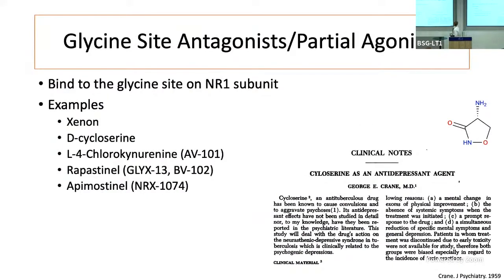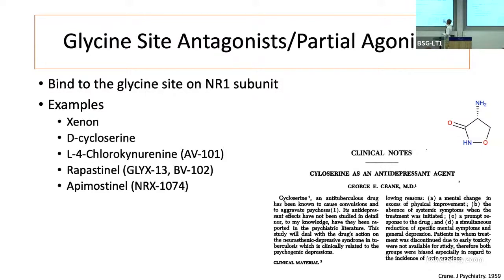Finally, we have the glycine site antagonists or partial agonists. These are probably the most complicated because of the partial agonism thing. What that means is, sometimes these drugs are called mixed agonist antagonists, and they're context dependent. In some cases, they can stimulate the receptor, and in other cases, they can inhibit. And that makes them complicated. So I certainly don't have time to get into that complexity.